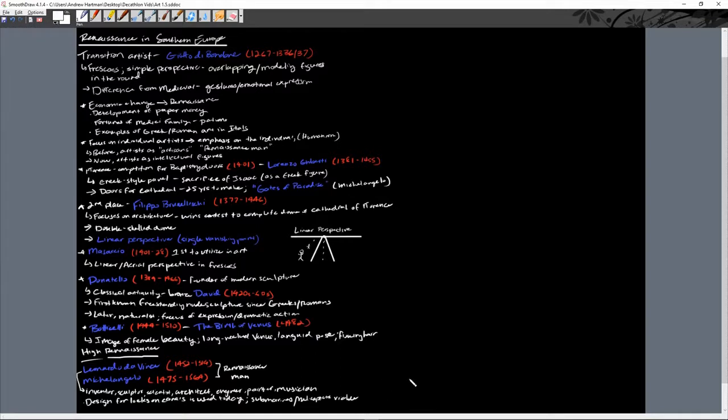But two paintings of his we obviously need to know about. I'm going to stretch it out to here. Two of his paintings are going to be the Last Supper and the Mona Lisa.